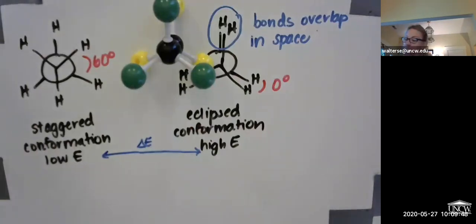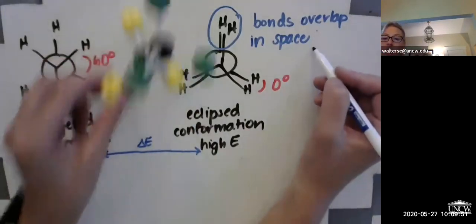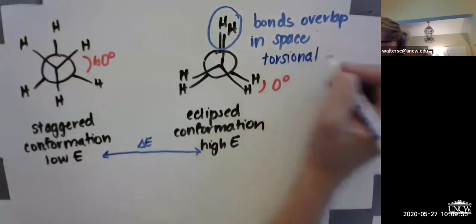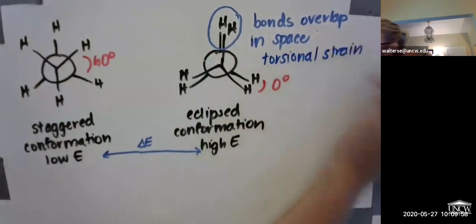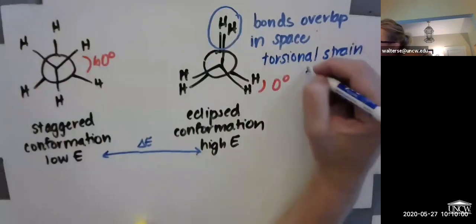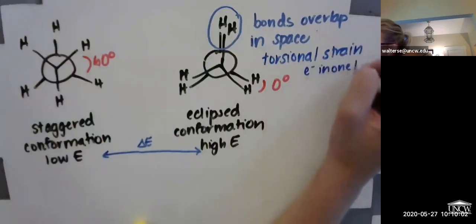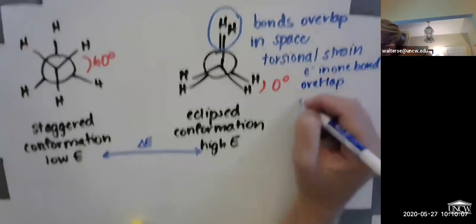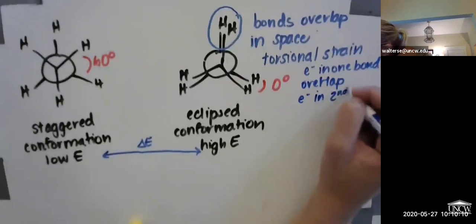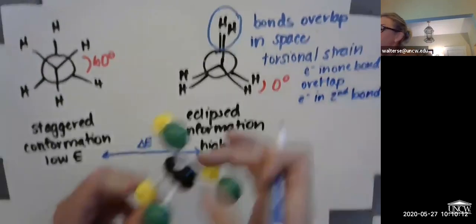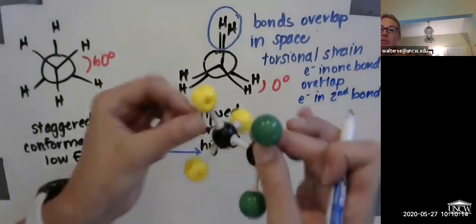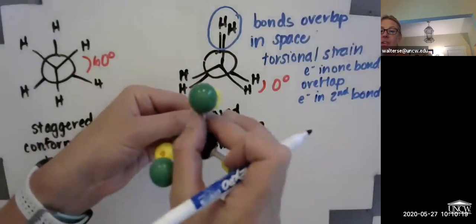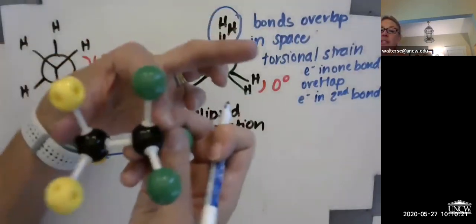Okay. So when you have these bonds that overlap in space, it's called torsional strain. And that's going to result from electrons in one bond overlapping electrons in a second bond. So the electrons in this bond are negative, and they're close here through this 0-degree angle. So the strain is going to be between these two bonds.